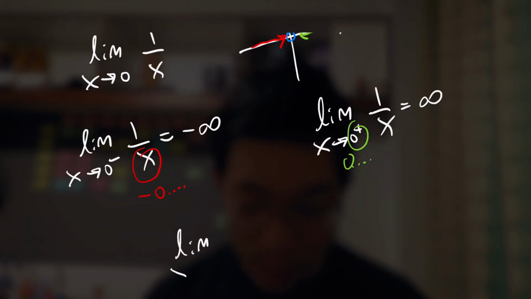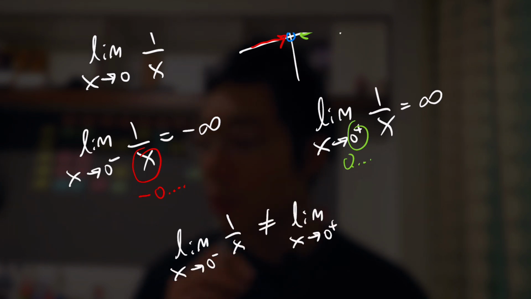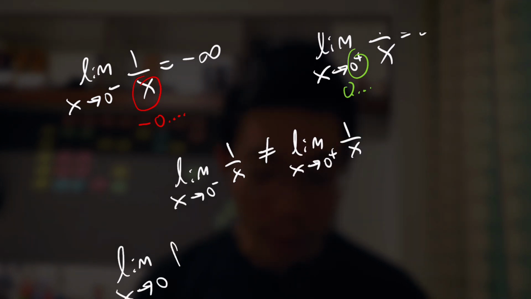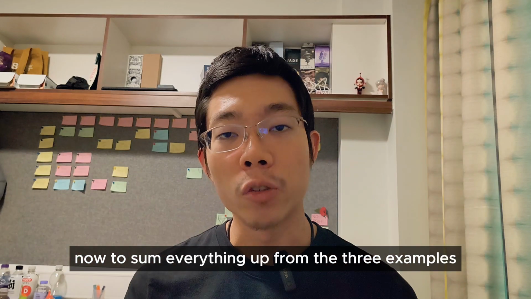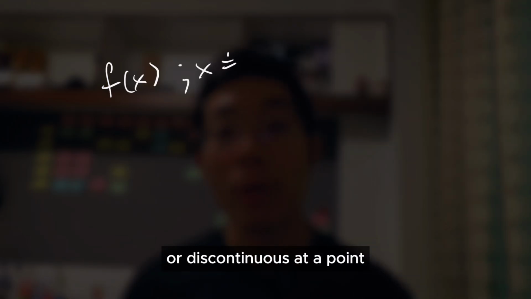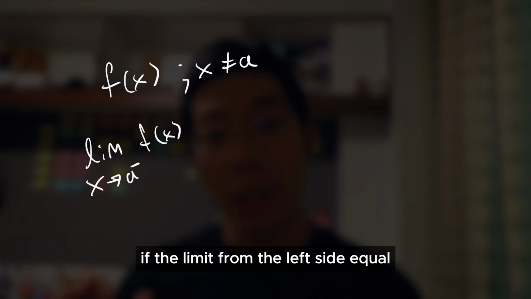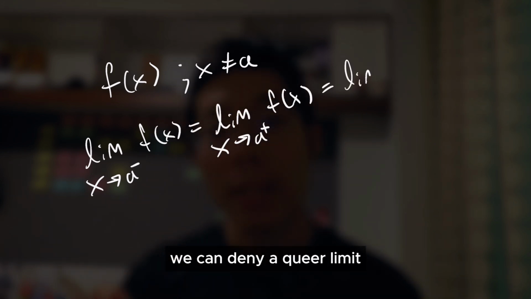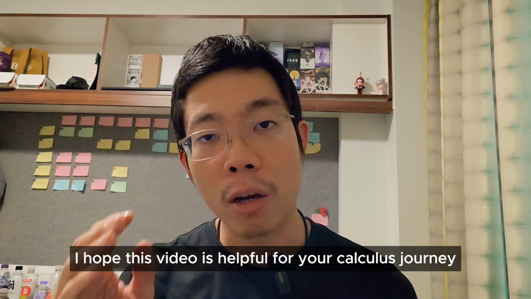Now we can see that since the left hand limit and right hand limit are not the same, and also because we cannot define infinity, we can say that limit x approaches 0 of f of x does not exist. Now to sum everything up, from the three examples, we've seen that even if a function is undefined or discontinuous at a point, if the limit from the left side equals the limit from the right side, we can determine a clear limit value.